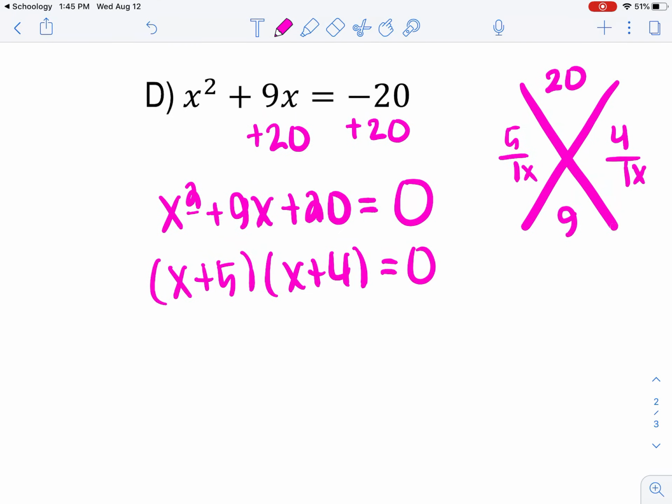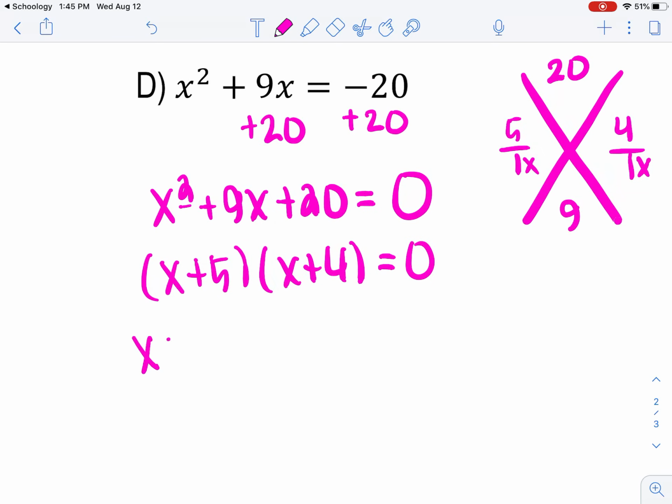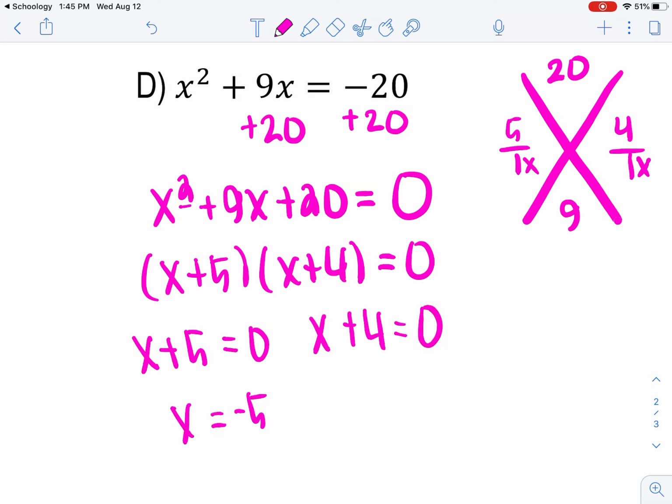All right, so you're not done here because the directions said solve. It didn't say, hey, this is not an equation, just factor it. This is solve. So now I have to set each factor equal to 0 and solve. So you get two answers, x equals -5 and x equals -4.